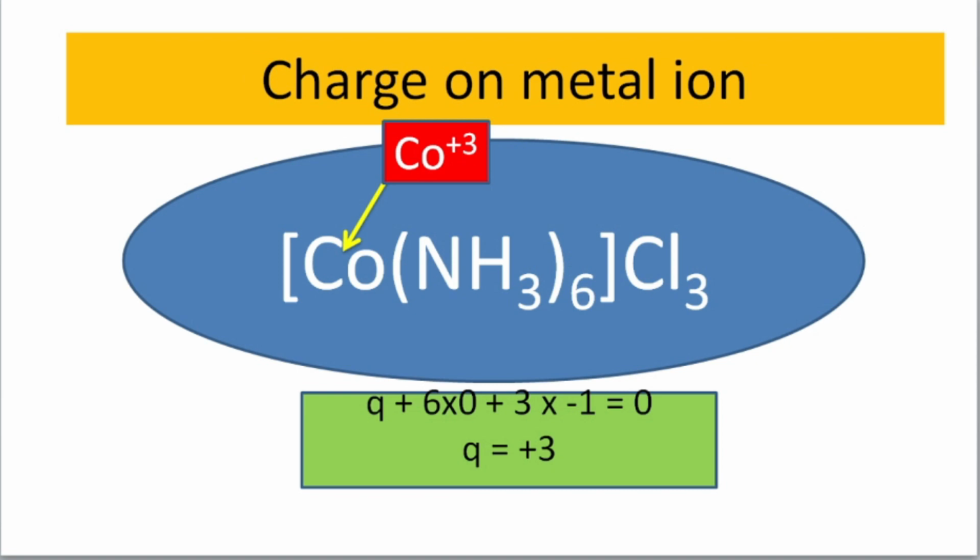See the next term. Charge on metal ion. In this complex, charge on metal ion is +3. How to find that? Let me consider that charge as Q. Other basic aspects I need to know. Ammonia is a neutral ligand, so it carries no charge. How many such ligands are there? 6. So I write 6 into 0. And in that complex, 3 chlorides are there. Each chloride carries -1 charge.